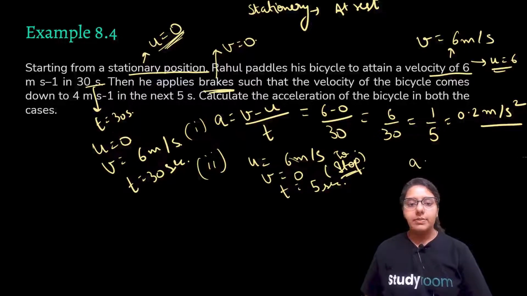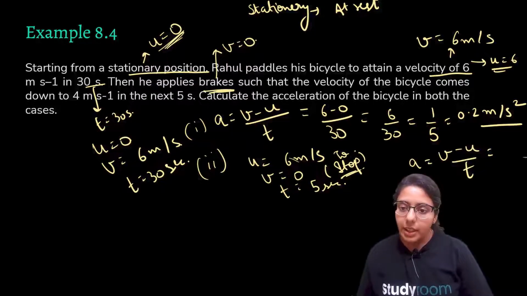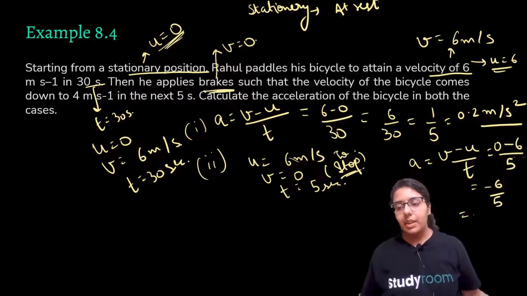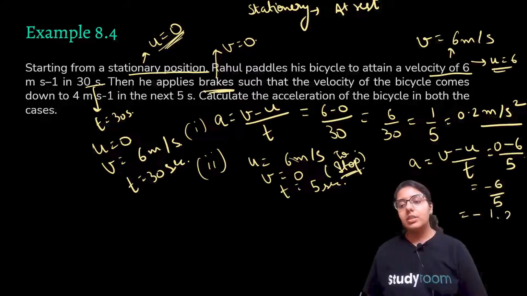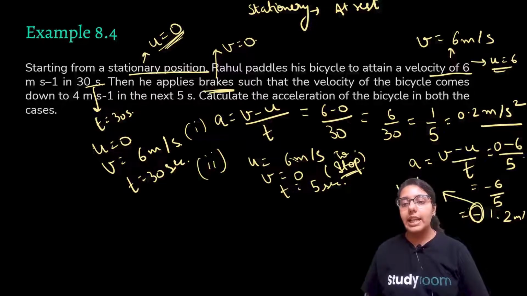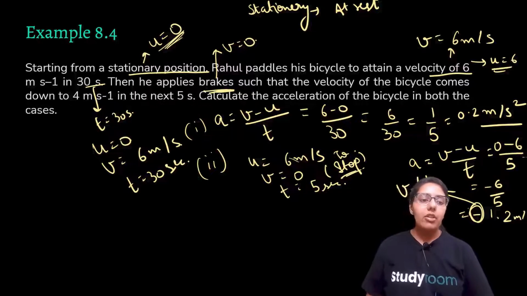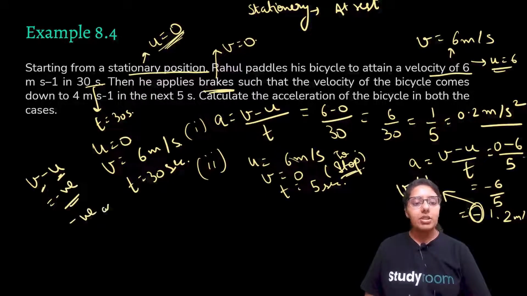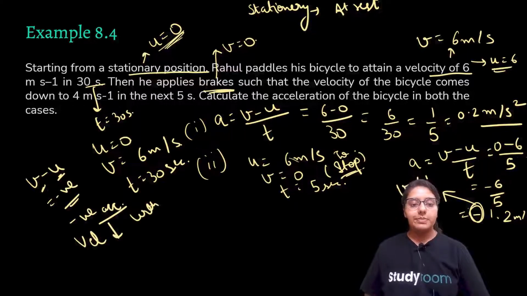Again, what is a? a is v minus u by t. What is v minus u by t? 0 minus 6 by 5, that is minus 6 by 5, that is minus 1.2 meter per second square. And now you can see that acceleration is coming to be negative. What does this mean? That our velocity is decreasing with time. If your velocity is decreasing with time, then of course your change in velocity, final minus initial, will come out to be negative, right? So negative acceleration means that our velocity is decreasing with time, okay?